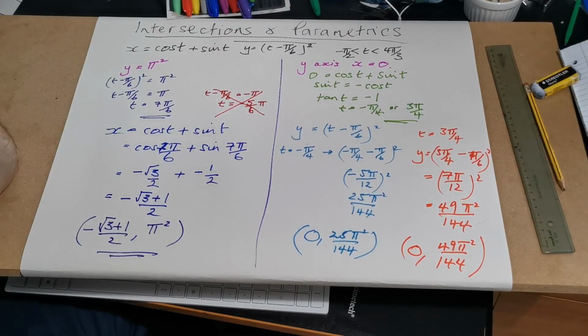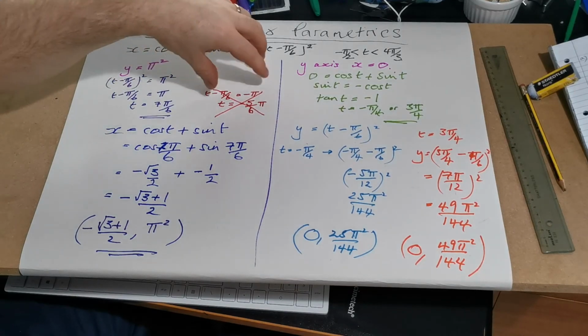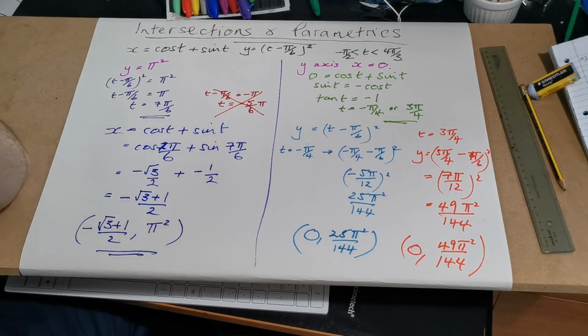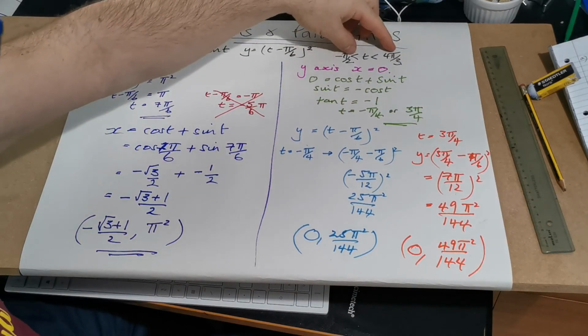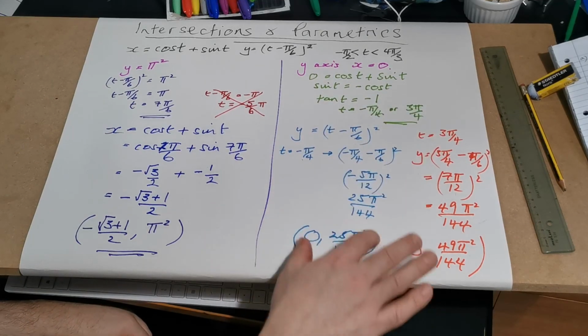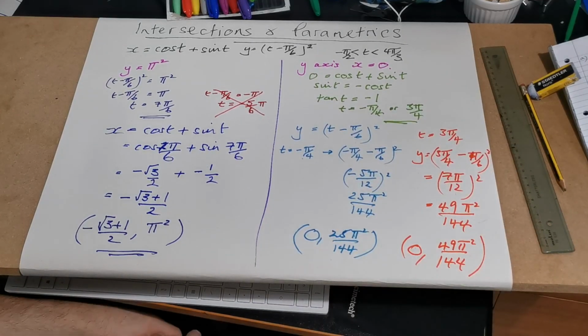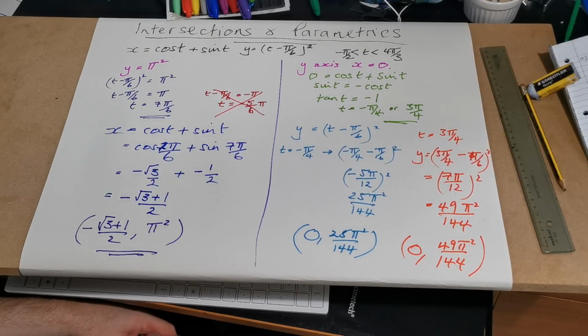Now trig rules hold. Don't forget 2 answers for t, and again here there were 2 answers for t, which were important to consider. We eliminated that one, but these two were definitely within that range, and that meant that we'd got 2 answers for y. And we knew that there would be 2 answers for y because the question said find the coordinates of the points A and B where the curve cuts the y-axis. So things for you to look out for there, things to practice. I hope you get on okay.